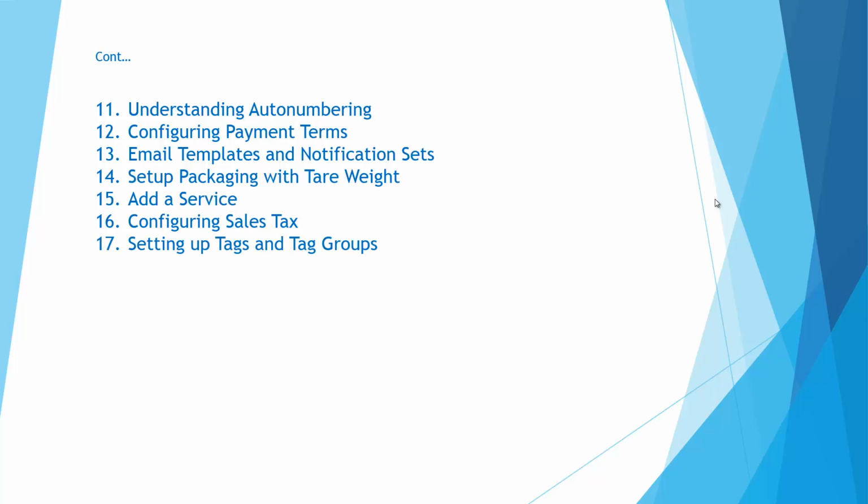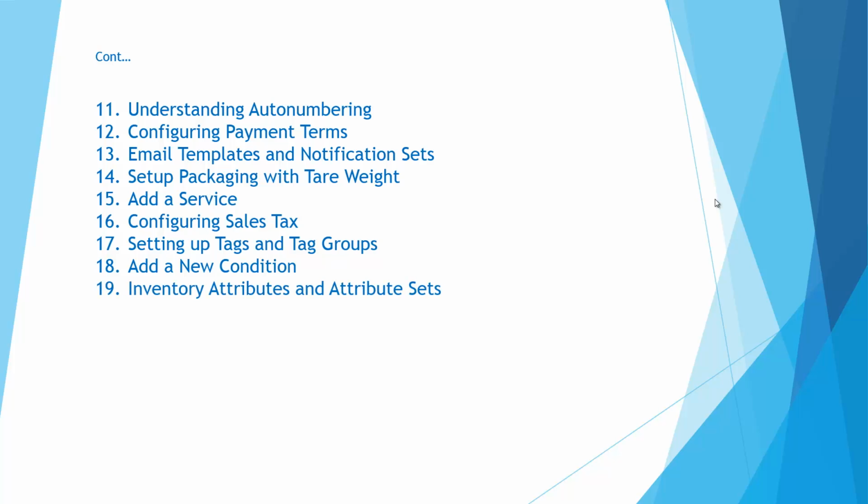17 is setting up tags and tag groups. 18 is adding a new condition. So you can add new conditions if you have to meet specific certification criteria. I know with R2, some of our customers add the ready for resale tag on the condition, so I can show you how to do that.